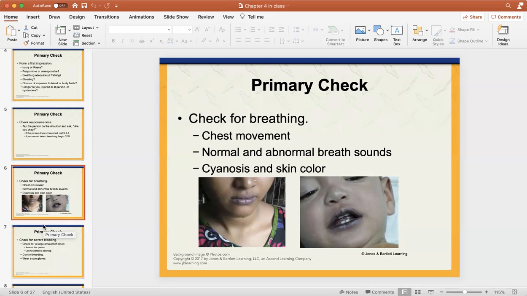Cyanosis and skin color. Cyanosis is whether the skin looks a little bit blue, the lips, whether your skin is a grayish tone or pale gray tone. All these can indicate whether there is a breathing problem.